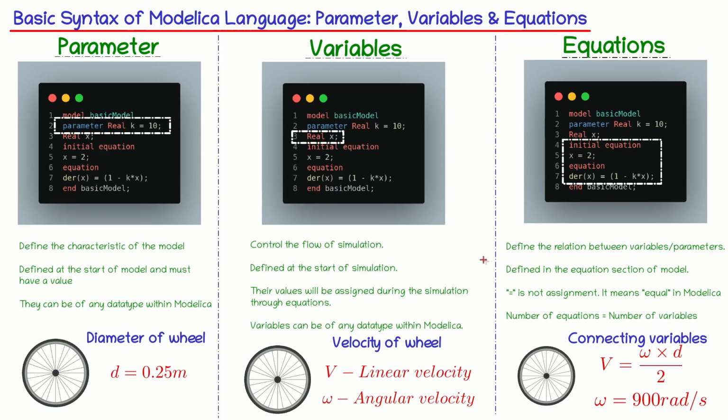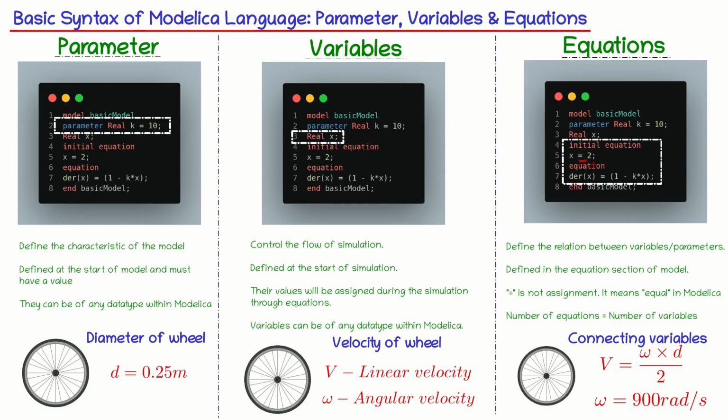Equations connect the relationship between variables and parameters. Unlike conventional programming languages, the equality sign here does not represent assignment of the right-hand side value to the left-hand side value. Instead, it shows that the left-hand side and right-hand side are equal. So this has more mathematical meaning than programming meaning.